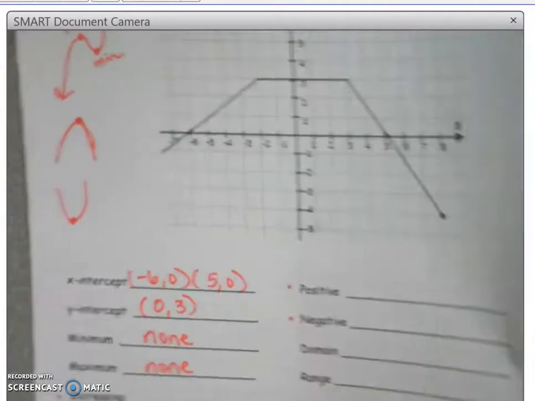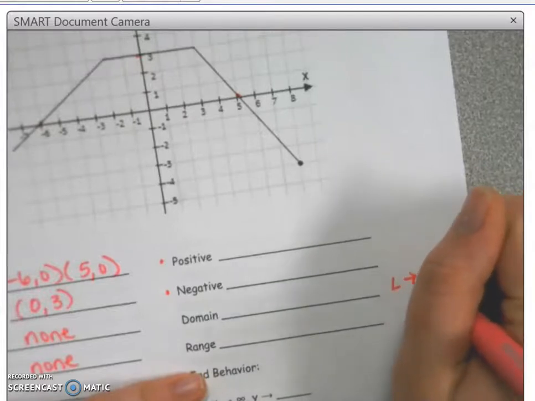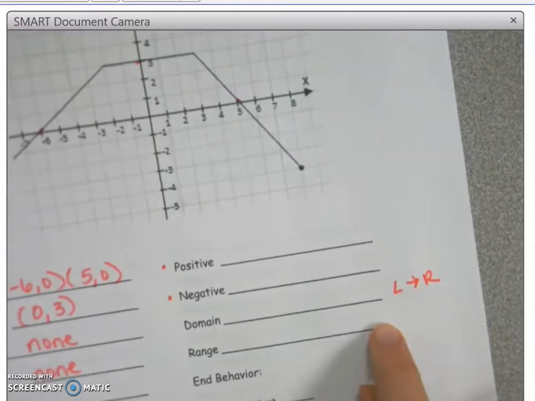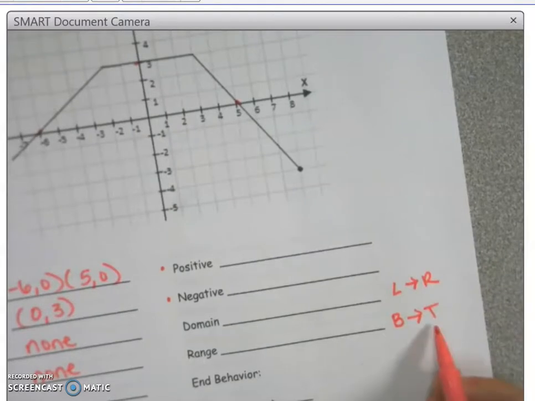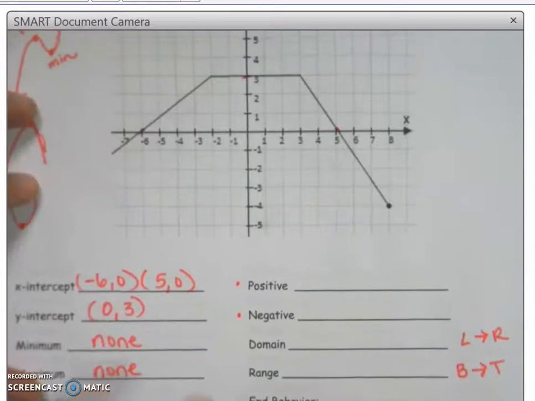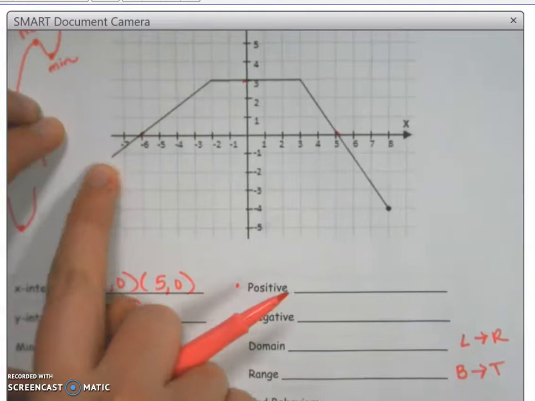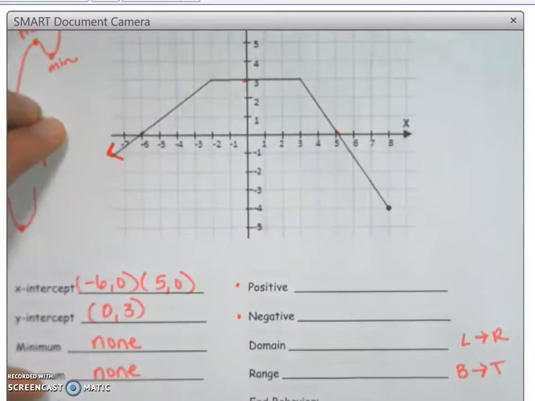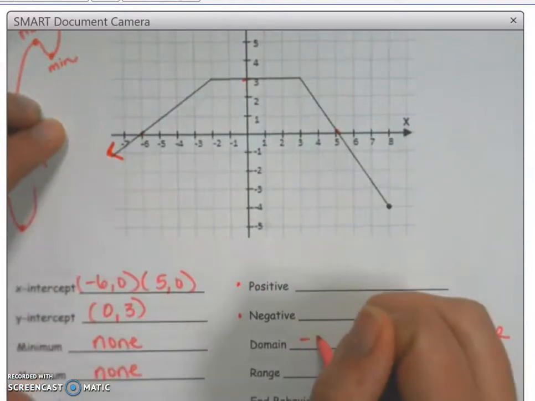Domain and range. Domain, you might want to write this down, is when you go from left to right. So the left-hand side of the graph to the right-hand side of the graph. Range is bottom to top. So the lowest part of the graph to the highest. So let's look at this. If I'm going left to right, what is the farthest thing on the left? Notice this graph runs off the paper. So if you want to draw an arrow there just so you say, hey, this is going to keep going. This is going to remind me it's going to keep going. If it goes left forever, we call that negative infinity.